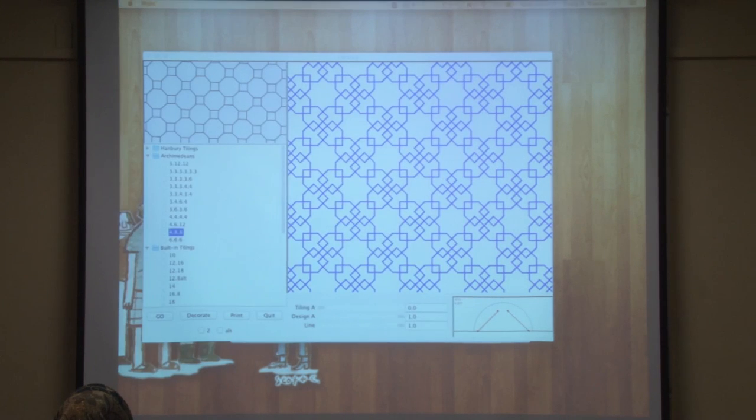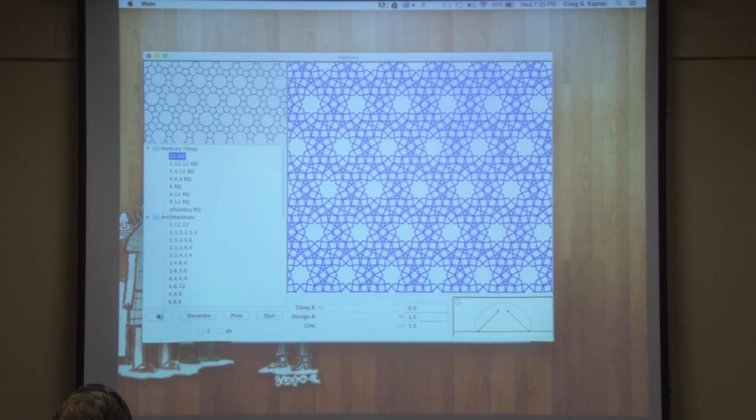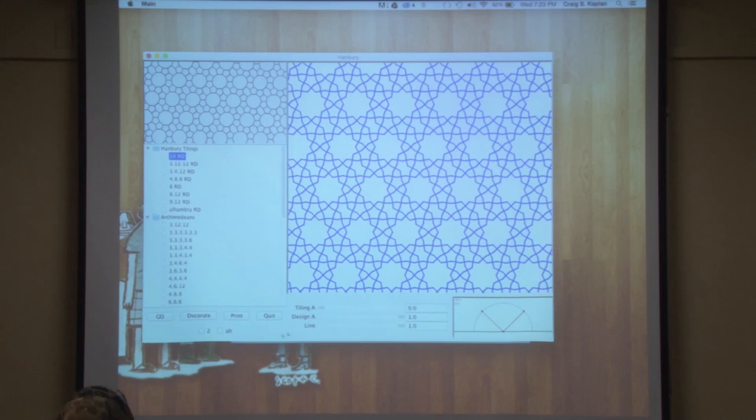So I have these in this tab here. I should have some tilings that do this. So here's like 10RD, which you can see, whoa, that's pretty complicated. But if I drag that back, hey, come on. There we go.